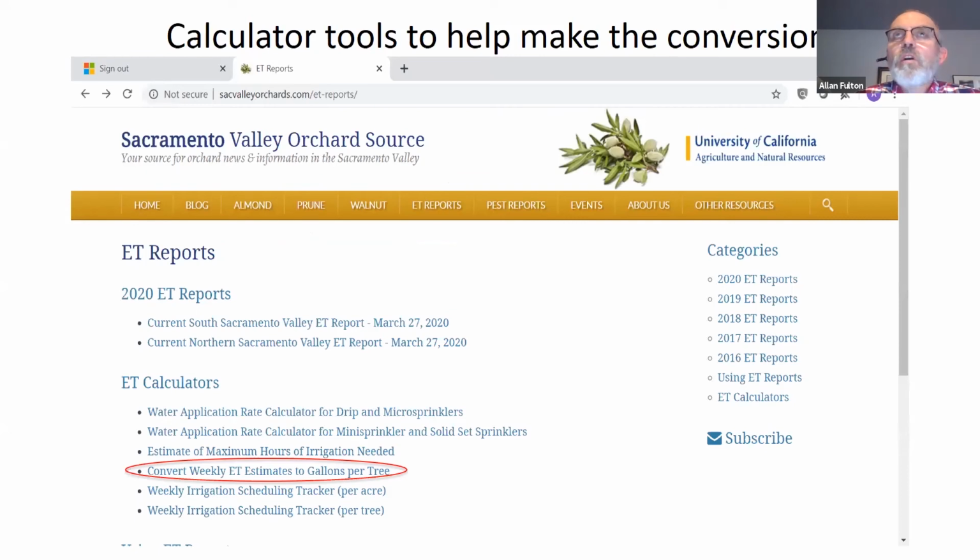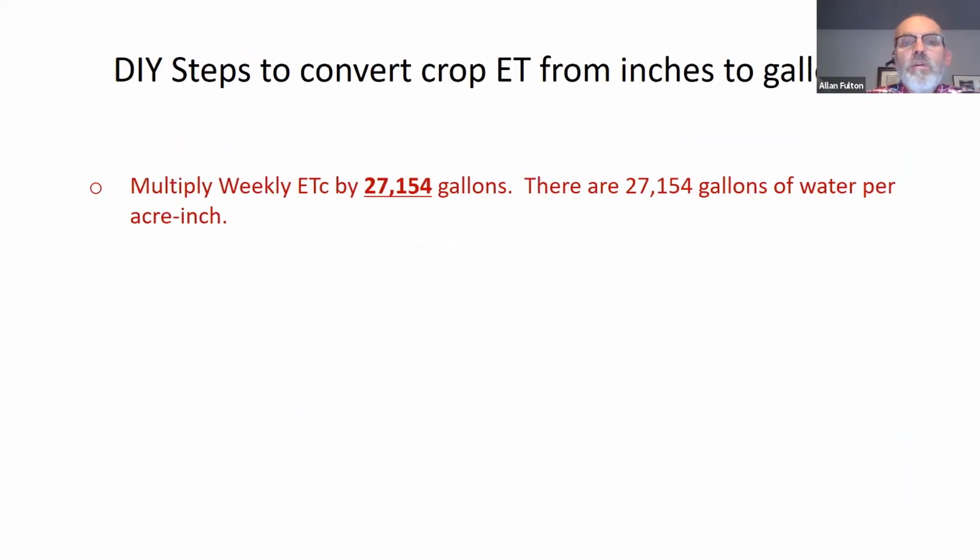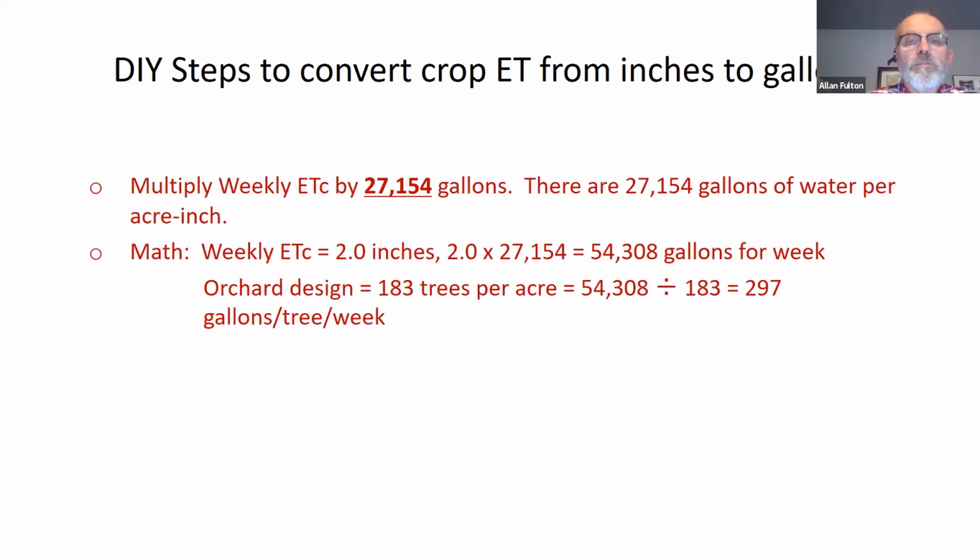So we need to convert our weekly crop ET that was reported as inches, in this case for prunes 2 inches, to gallons per tree. First we'll do it by hand ourselves. We rely on that important conversion factor again of 27,154 gallons of water per acre inch. We multiply the crop ET reported for prunes, 2 inches, by this conversion factor.